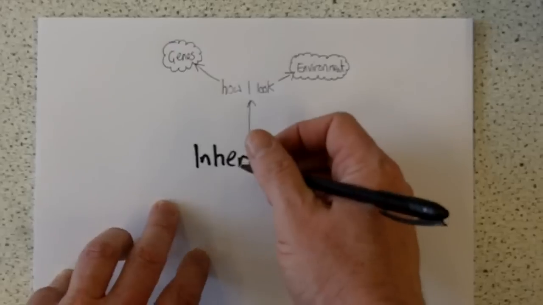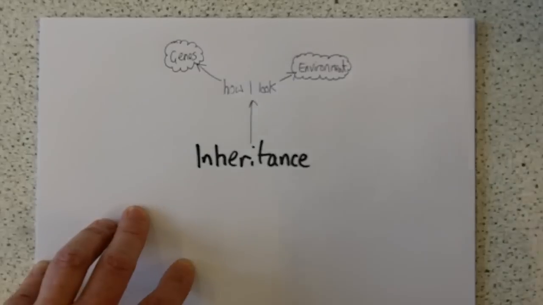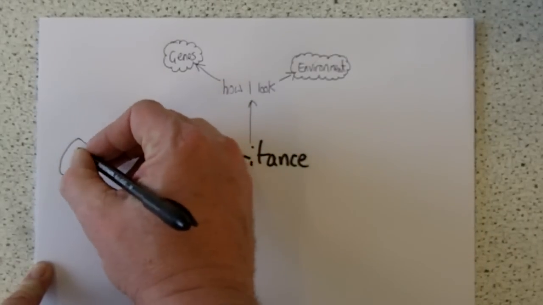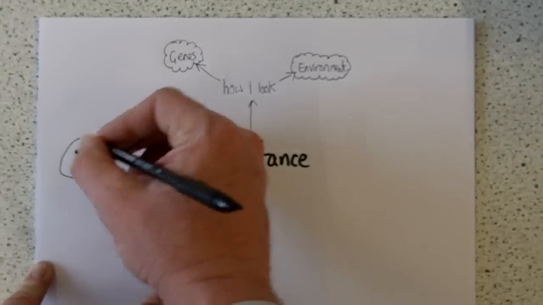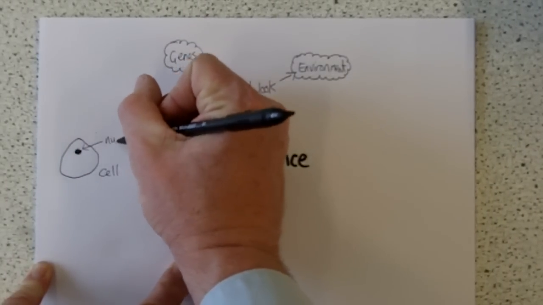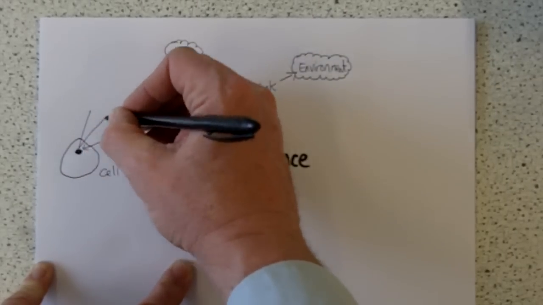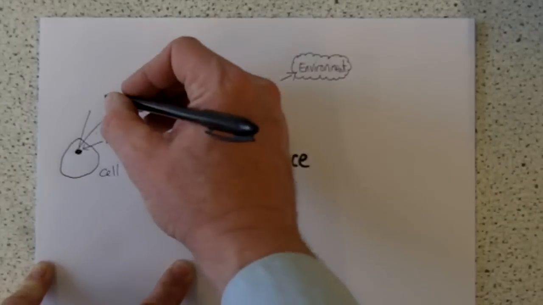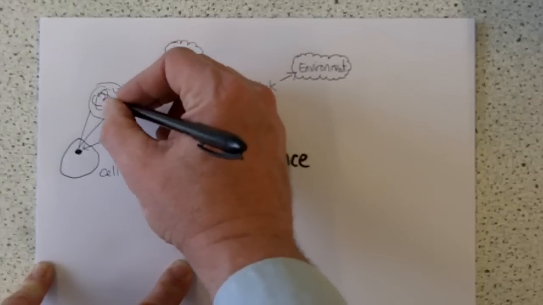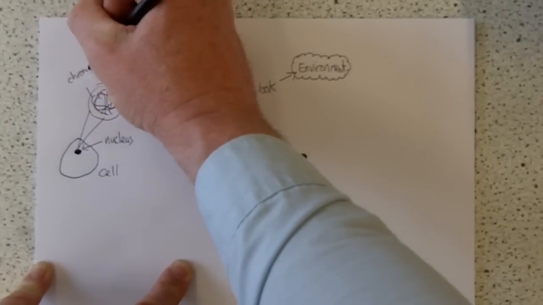So genes are found in the nucleus of your cells. So in every cell in your body, there's a nucleus. So there's a cell, and in that cell, as you know, hopefully, is a nucleus. Now if you zoom in on that nucleus, what we'll find is lots and lots of strands of genetic material known as chromosomes.